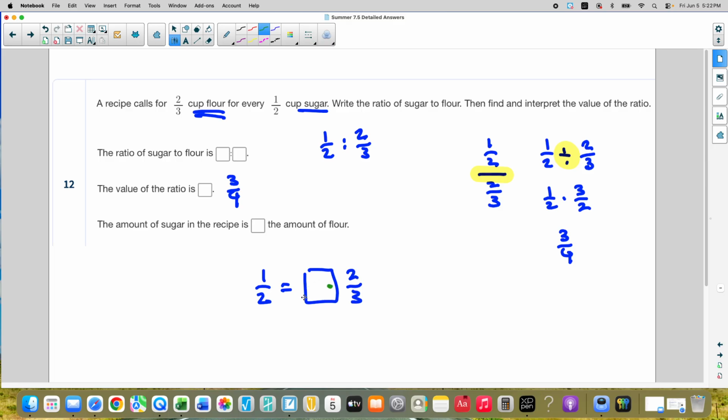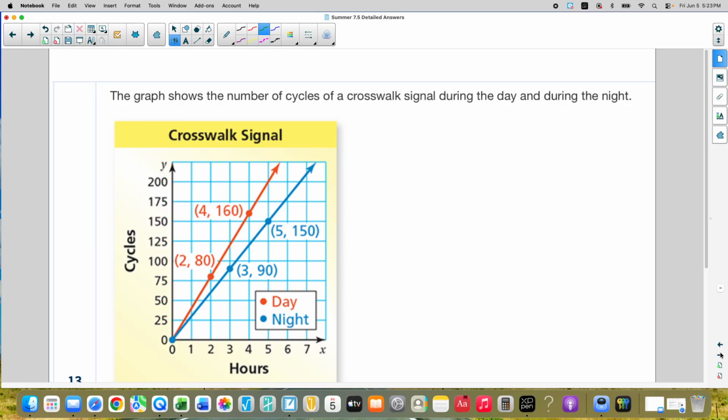So I want my 3 to become a 2 and my 2 to become a 3. So I think I'm going to multiply by 3/2, the reciprocal of this. 3/2, which gives me 3/4 equals that missing number. So 3/4. Yeah, I like that. 3/4 again, the value of the ratio. Now that's interesting. So do they correspond with each other? We'll find out.